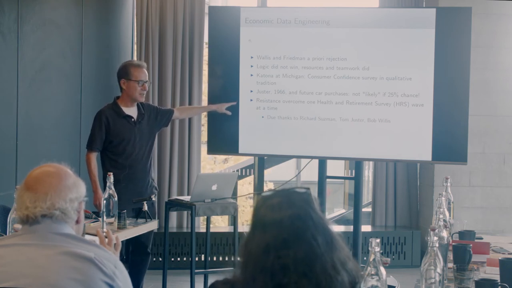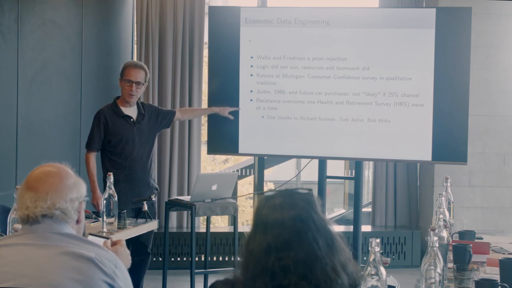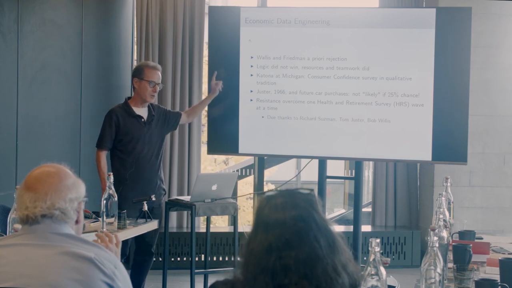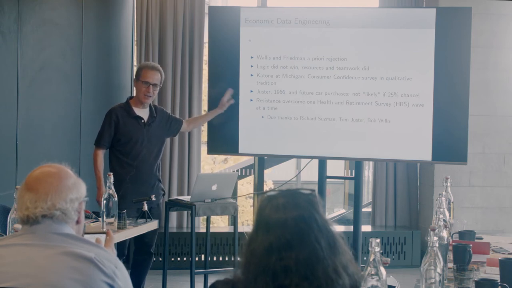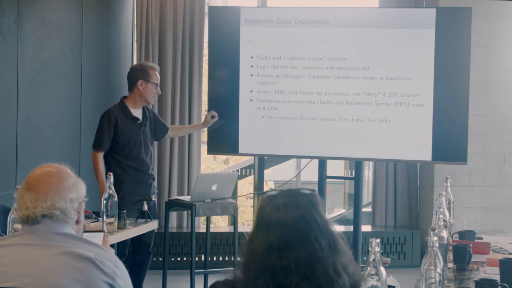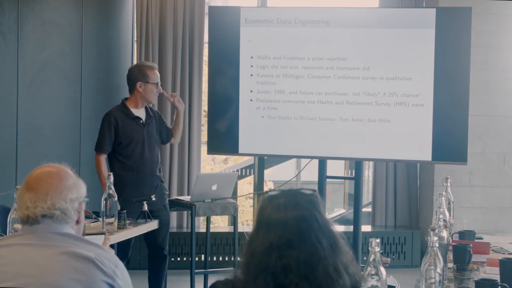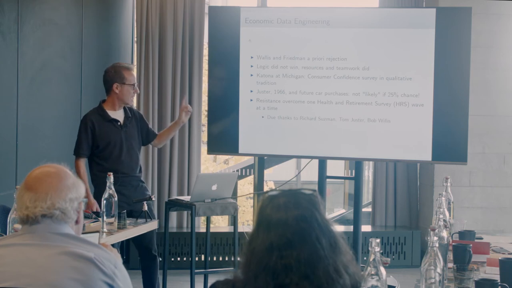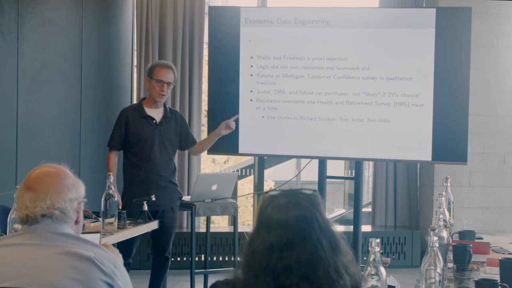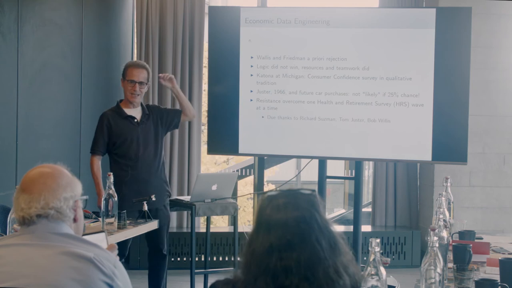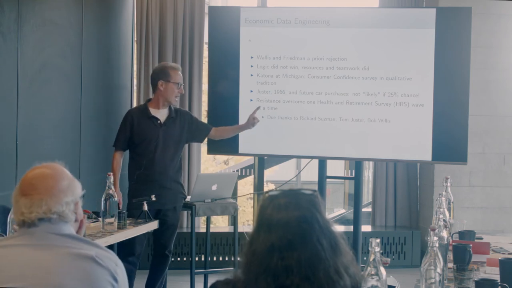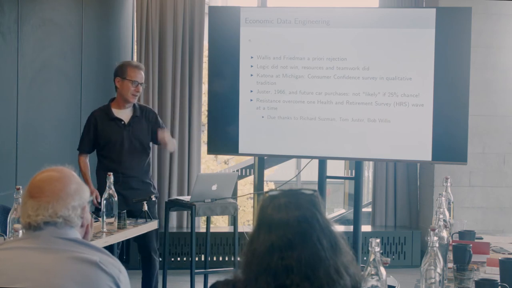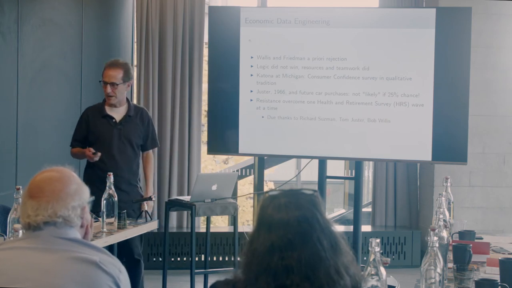Tom Juster started asking probabilistic questions because he didn't find this precise enough, which, by the way, means Katona should be a hero too. Because Katona started pressing it, then somebody refined it, said, look, that's not good enough, let's get quantitative. And then it wasn't one funeral at a time, it was one HRS wave at a time that the profession crumbled and said, oh no, these are fantastic things called measuring beliefs. And Richard Sussman, Tom Juster, and Bob Willis changed the profession by saying, we're just going to go ahead in every way, we're going to measure beliefs.